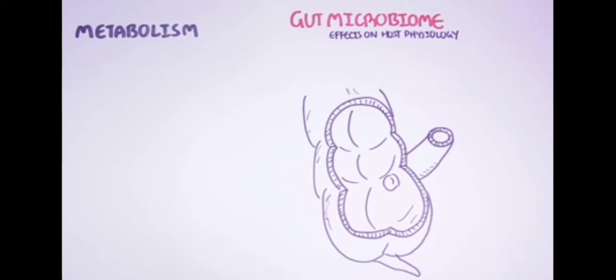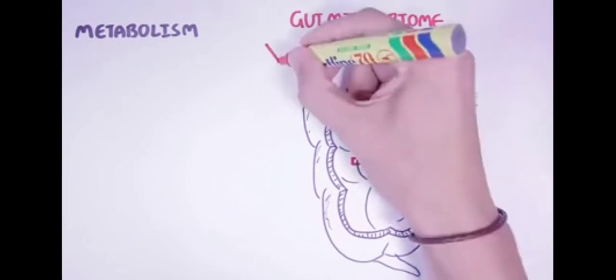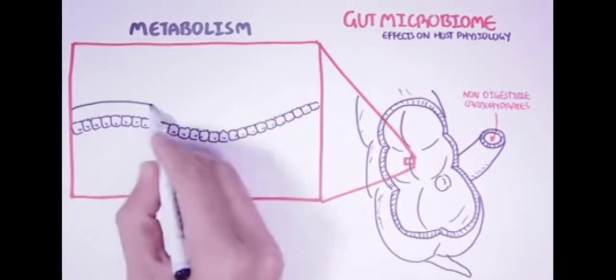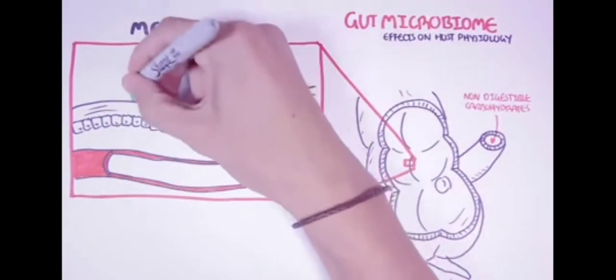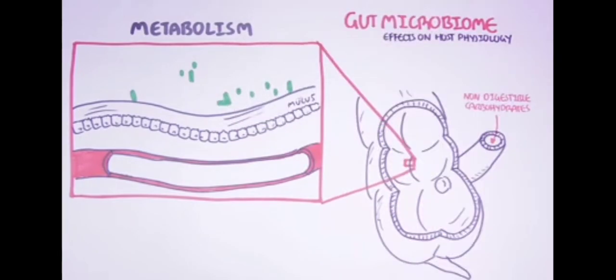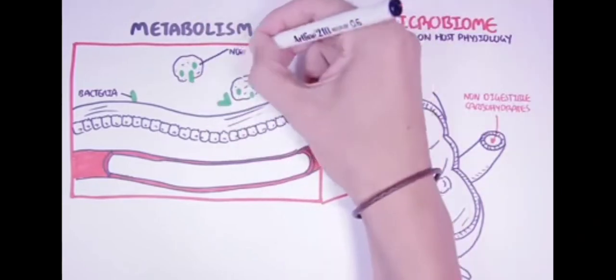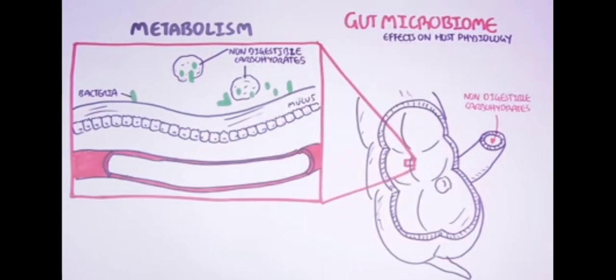You see, foods that are not digested and absorbed in the small intestine, such as non-digestible carbohydrates, will reach the large intestine. And here, the carbohydrate will undergo fermentation by the bacteria. So let us have a closer look at this process. So here we have the colonocytes with mucus on top, and here is the blood supply. Within the lumen of the colon, we find the bacteria communities waiting for food to come. The non-digestible carbohydrate particles will reach the colon and will then be fermented by the bacteria.